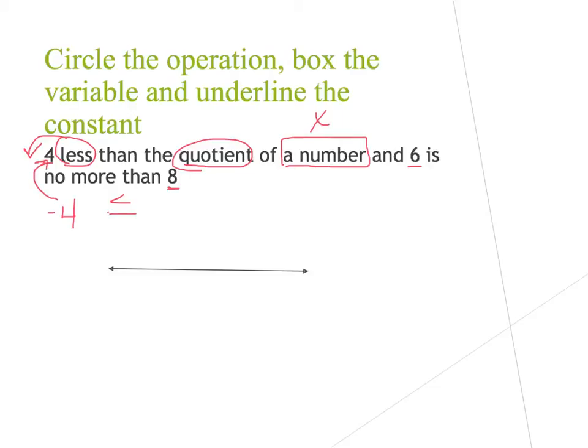So when I go to put all this together, 4 less, so I'm subtracting 4 from something, okay? I'm subtracting it from the quotient, so I know I'm dividing something, of a number, I don't know the number, and 6. And notice I put a number because it came first, so it goes on top, 6 goes on the bottom, is no more than, we've already got my sign here, and 8. All right, so that would be how you write it.